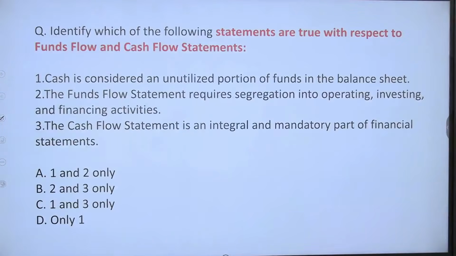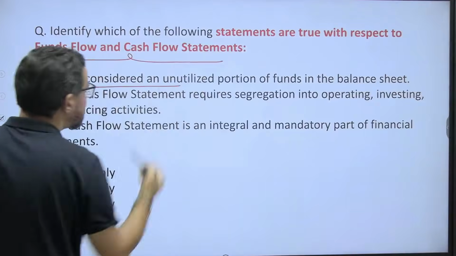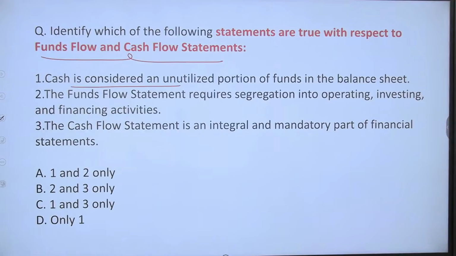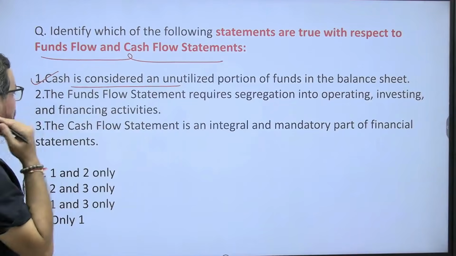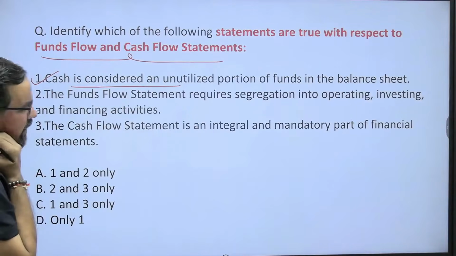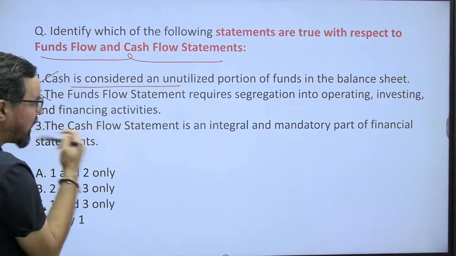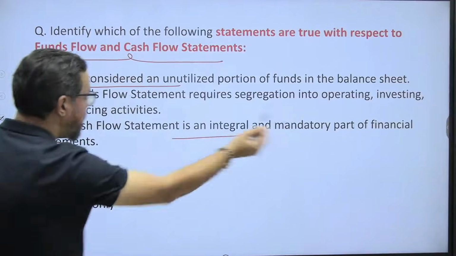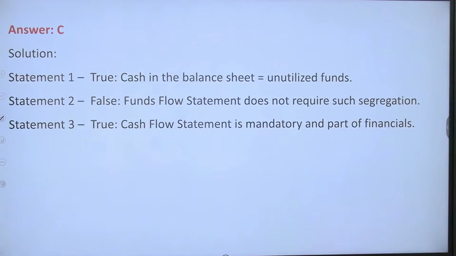Okay. Next one. Identify which of the following statements are true with respect to fund flow and cash flow statement. Cash is considered an unutilized portion of funds in the balance sheet. True. If you are having cash in your balance sheet, that means that it is unutilized. The fund flow statement requires segregation into, no, it does not require any segregation. Cash flow statement requires it. Cash flow statement is an integral and mandatory part of the financial statement. True. 1 and 3, so C will be the right answer for this particular one.